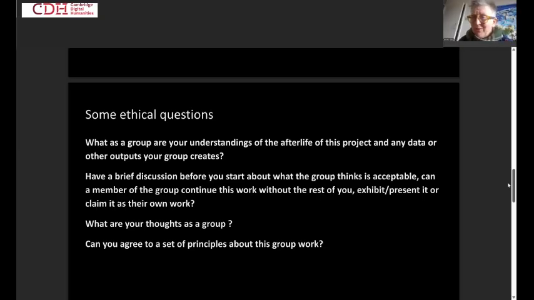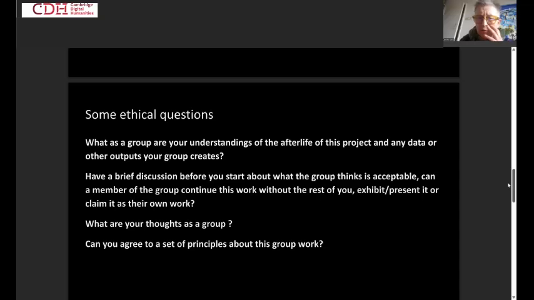Of course, we want your work to be generative in the true sense of the word and lead to greater things, more ideas, and be useful to you in your work and research and whatever matters to you. But you need to be clear with your group how that might happen. Okay, have a brief discussion before you start about what the group thinks is acceptable on that front.